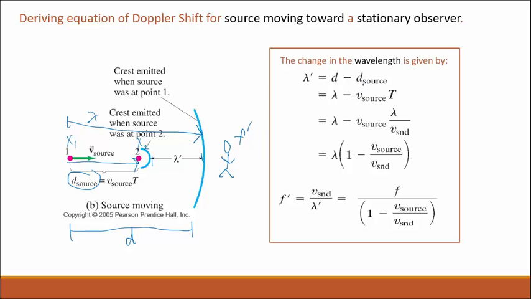Okay, and the distance the source moves is equal to its velocity times the period of the wave, because that's the time in between when the first wave was emitted and the second. So that's the travel time between those two waves. So we've got this situation here. Now the period is equal to the inverse frequency, right?